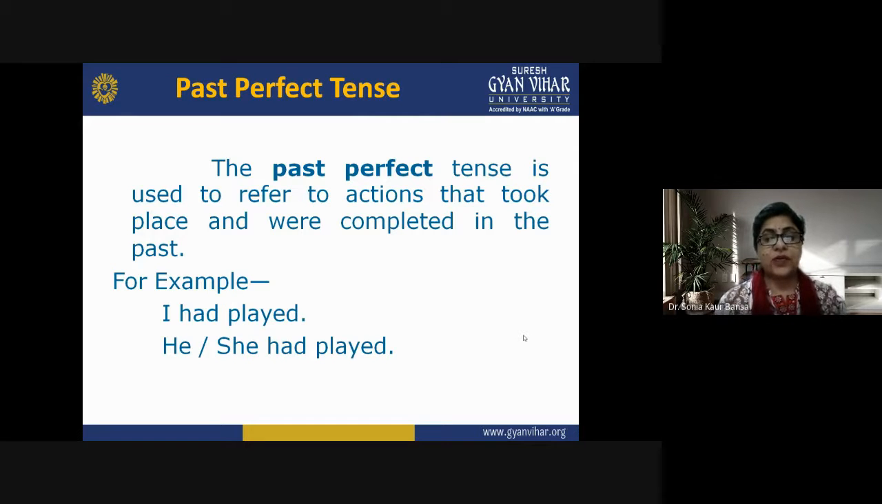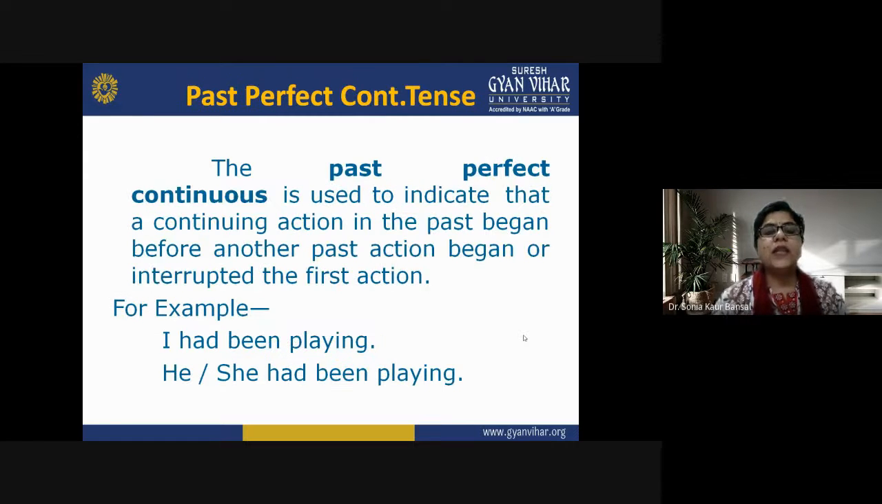No continuity. I had played. That means that this task has already been completed. Clear, students? Now, let's understand about past perfect continuous tense. The past perfect continuous is used to indicate that a continuing action in the past began before another past action began or interrupted the first action.